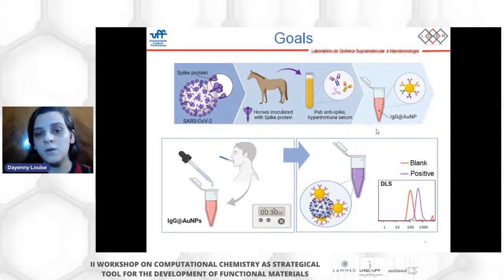And here, in order to do that, the spike proteins that are on the SARS-CoV-2 surface were used to inoculate horses to produce a hyperimmune serum full of anti-spike antibodies. And these antibodies were used to produce these nanobiosensors. It's important for me to say that in this work, we only studied the interactions of our system with the actual protein, not the virus itself.